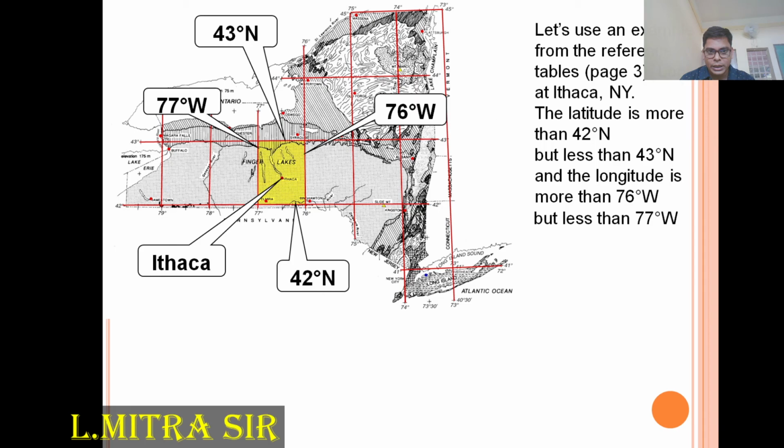Remember that latitudes must always be written as north or south, and longitudes must always be east or west. N for north, S for south, E for east, and W for west. All the latitudes in New York State are N. In this way we can get the results for these places.